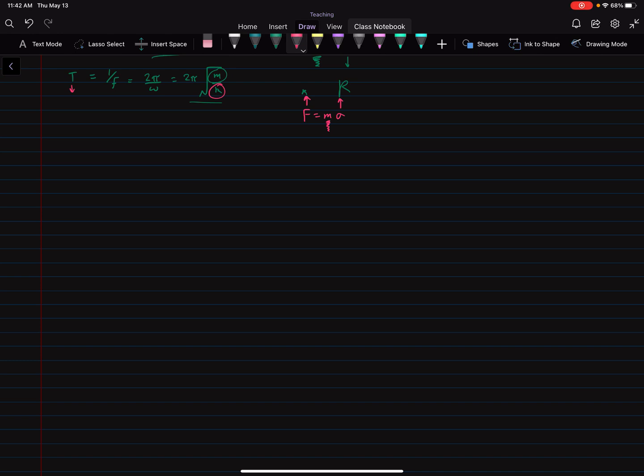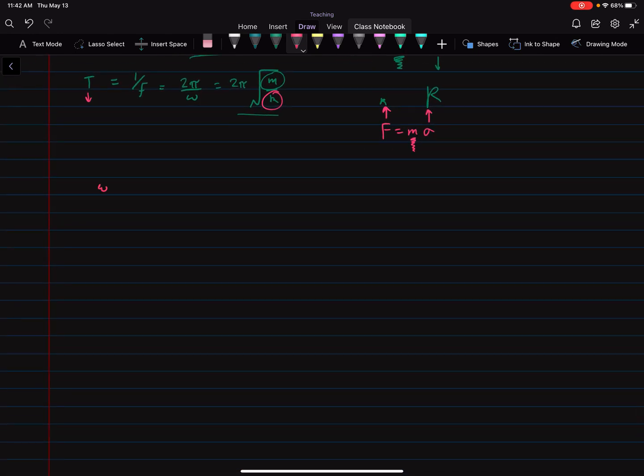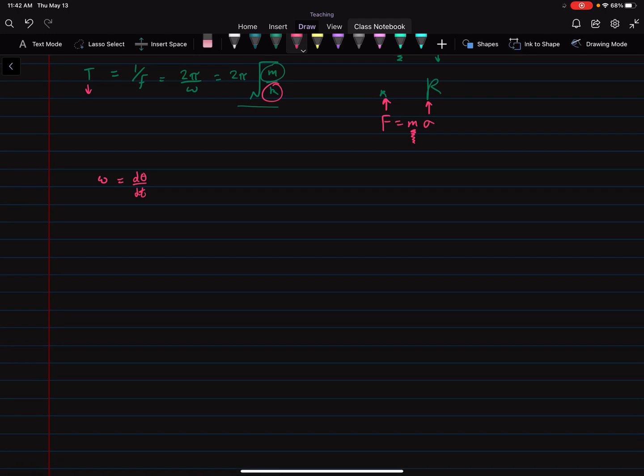Well, it turns out it's hidden in omega, right? Because omega is d theta dt, so there's a time aspect to it. It's a rate, a rate of angular velocity. So if at t equals 0, the particle makes an angle phi with the positive x-axis, then at a later time t, this angle would be theta equals phi, whatever it started at, plus omega t.